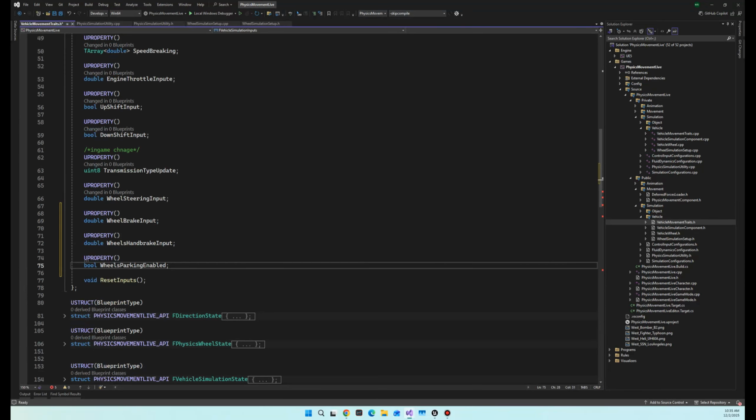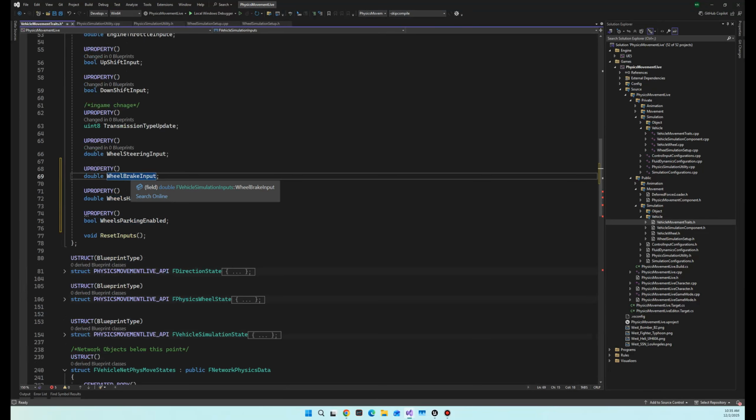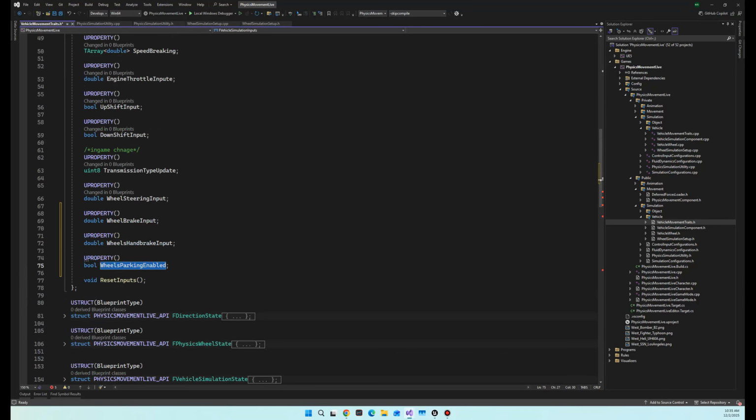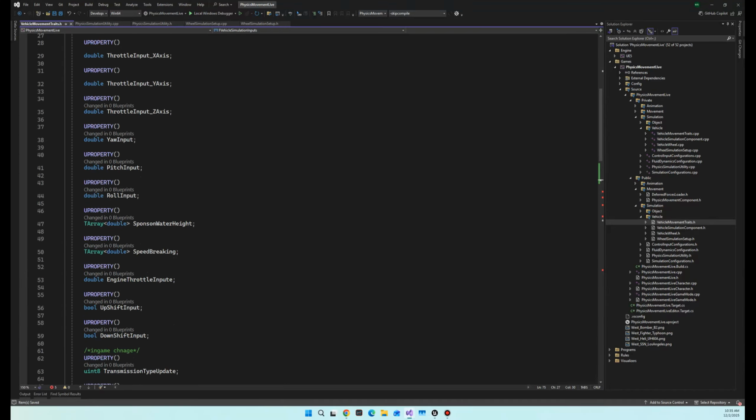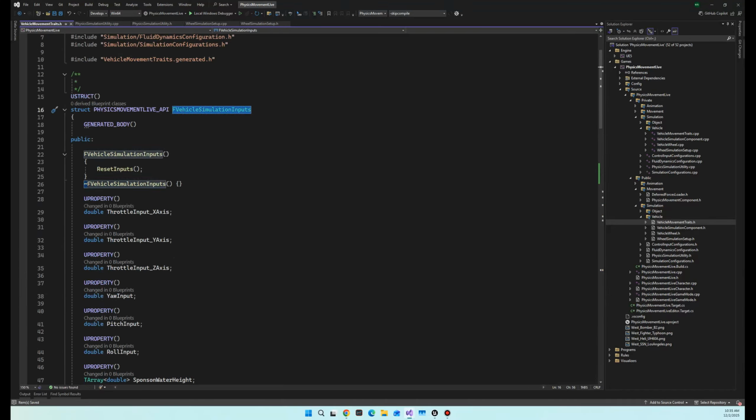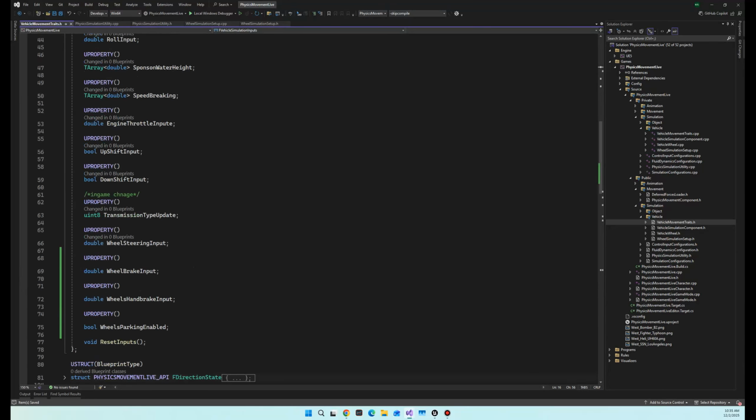So what we have, underneath the wheel steering, I'm going to add wheel braking input. So again, this is us hitting the brake pedal. This is the handbrake if it's one of those ratchet handbrakes where you want to have some braking or a lot of braking. And then this is the parking brake. So if you put it into park, all the wheels will lock depending on how you want to do that. All right, and so that is all going into our vehicle simulation inputs up here.